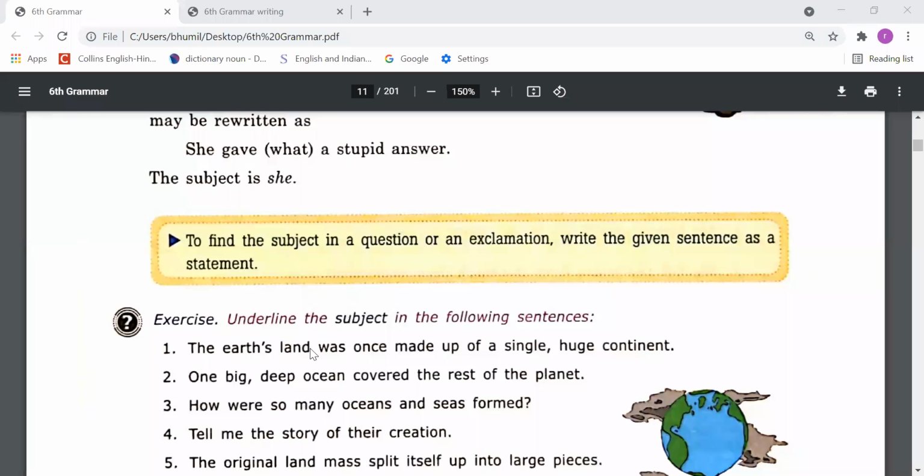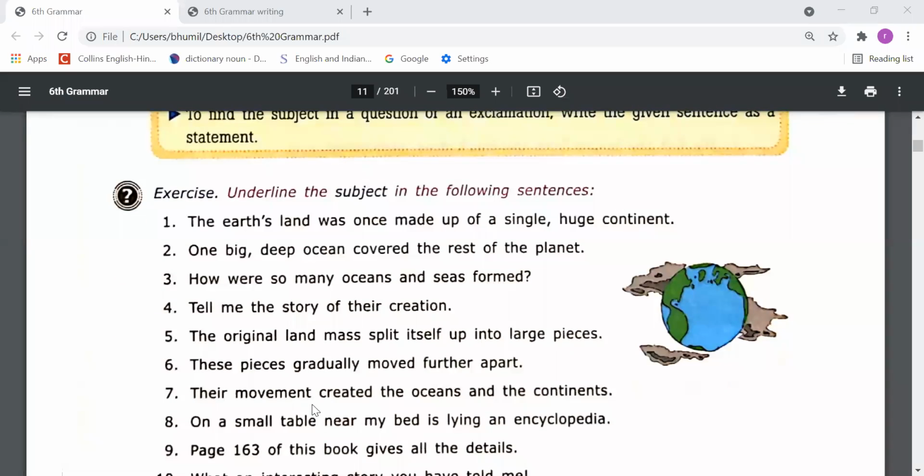Now let's come to this exercise. Exercise number 1: underline the subject in the following sentences. These sentences are written here. You need to find out what the subjects are in these sentences, right? There are 8 sentences. Some I will do for you, and the rest you will have to do by yourself.